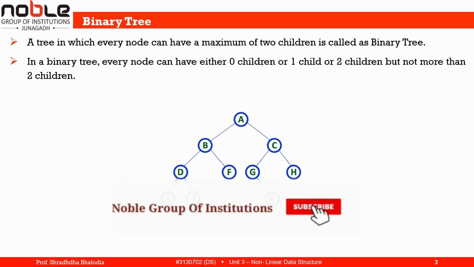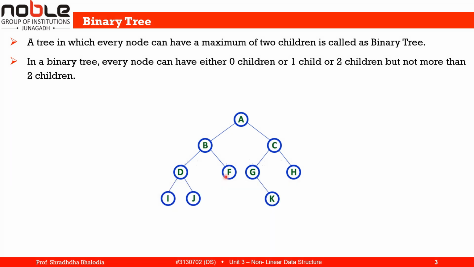D has 2 children, I and J. F doesn't have any children. C has 2 children, G and H. G has only 1 child, K. So all the nodes have 0, 1 or 2 children, not more than 2 children. That is known as a binary tree.